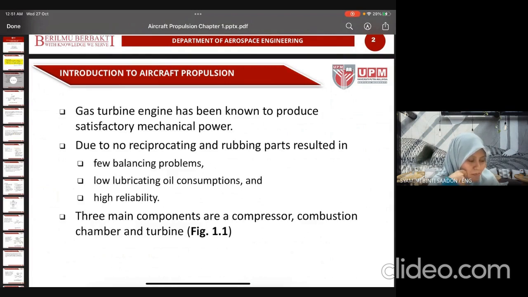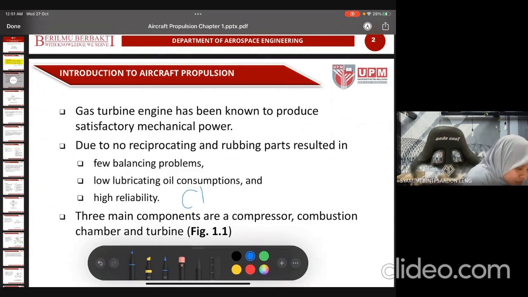The three main components of a gas turbine are the compressor, the combustion chamber, and the turbine, of course. This is an open system. If you remember, last week I mentioned that for a power plant we use a closed system.